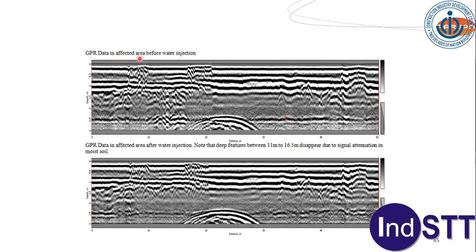This is an example of an area where the pipe was not holding any pressure. First we took GPR data in the affected area before water injection. Then we did the water injection. So this is GPR data in the affected area after water injection. Note the deep feature between 11 meters and 16.5 meters disappears. So this is 10 meters, this is a deep feature here, 11 meters to 16.5 meters. In this one, it's not there. This is due to signal attenuation in the moist soil. So this basically proves that this is the area from where the leakage is taking place, because all other areas are exact replicas of each other except this area where this reflection simply disappears. That means the water injection has affected the conductivity of this particular area.